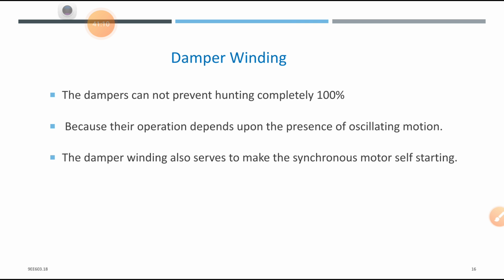The damper winding also serves to make the synchronous motor self-starting, not only to prevent hunting. These damper windings are also used for starting the synchronous motor, because a synchronous motor is not a self-starting motor, even when a three-phase supply is given to the stator and DC supply is given to the rotor. So we require starting of the synchronous motor initially, and for that purpose we require different methods. Here the damper windings are used to start the motor as an induction motor initially, and they also help whenever vibration takes place in the motor.